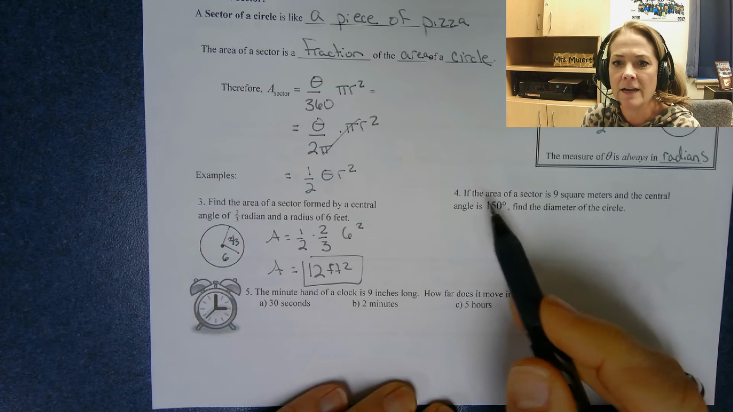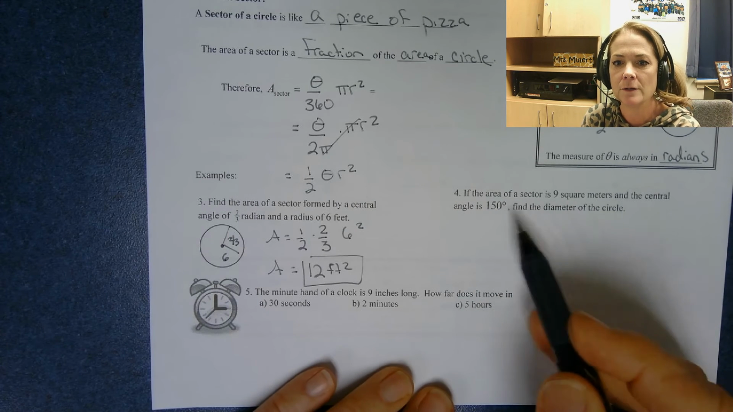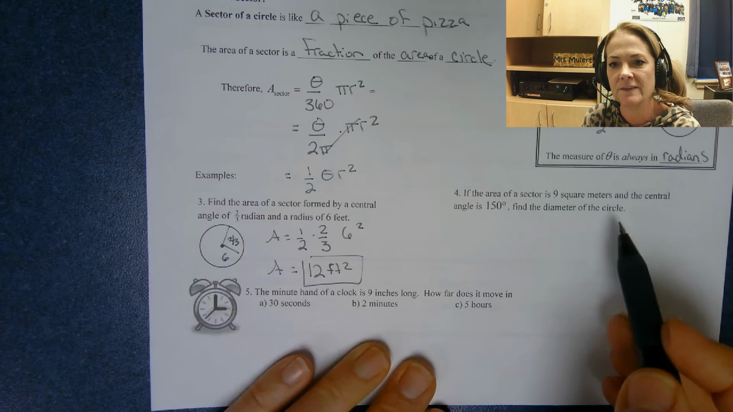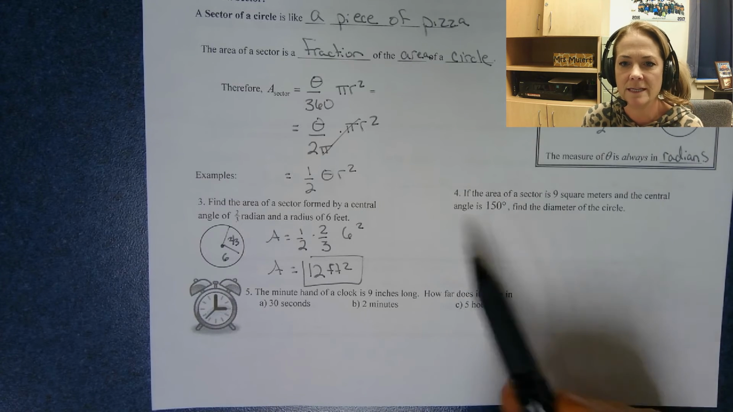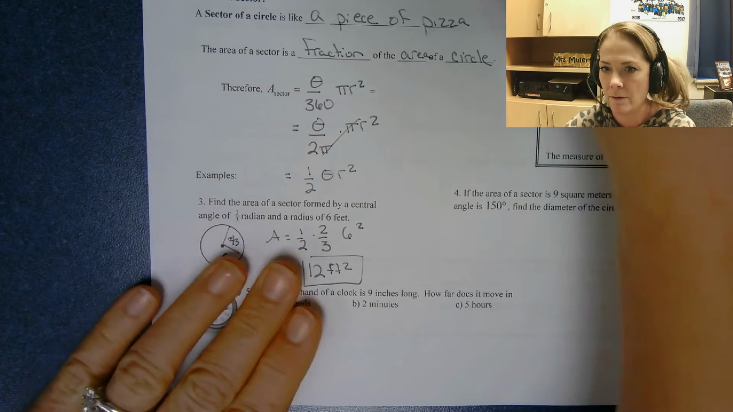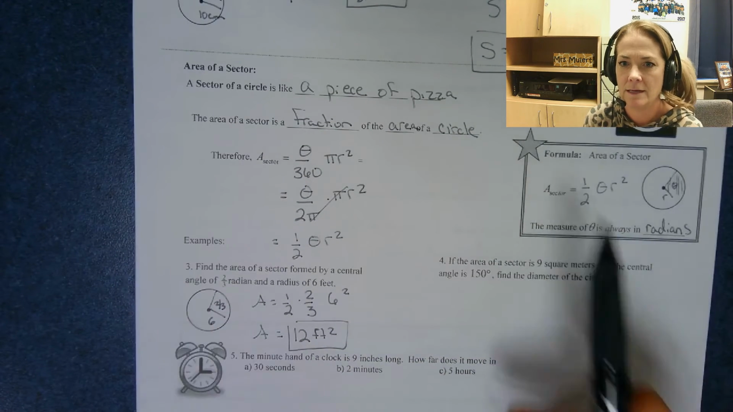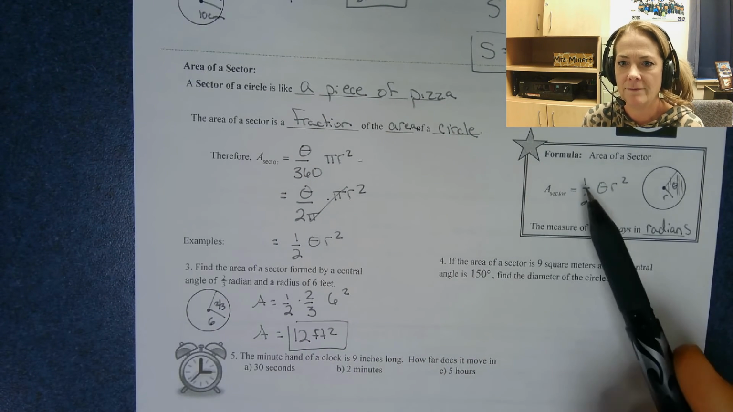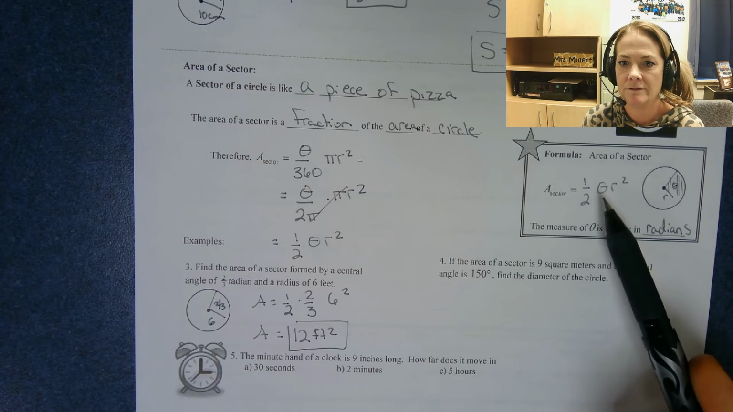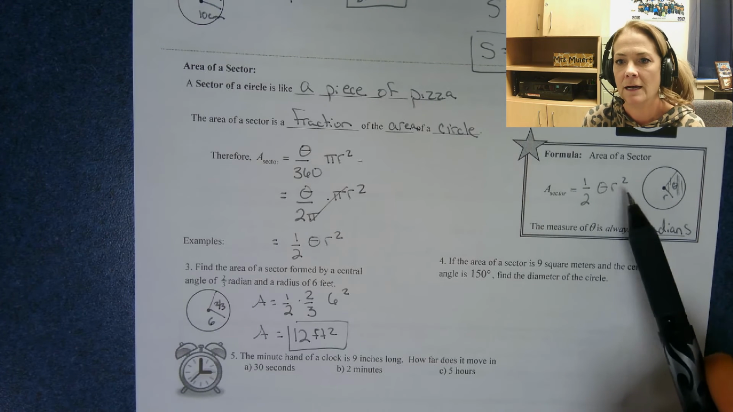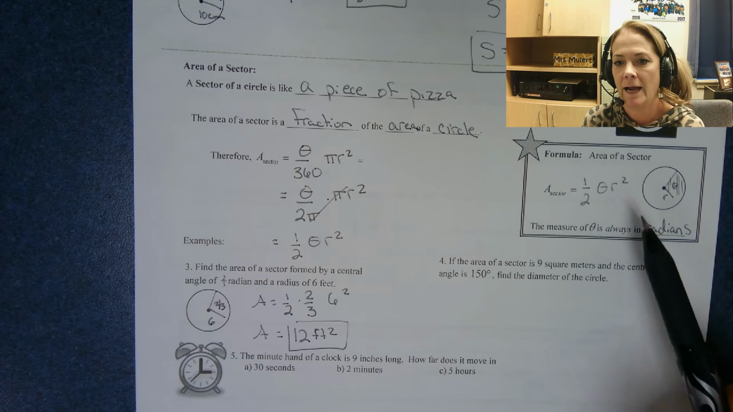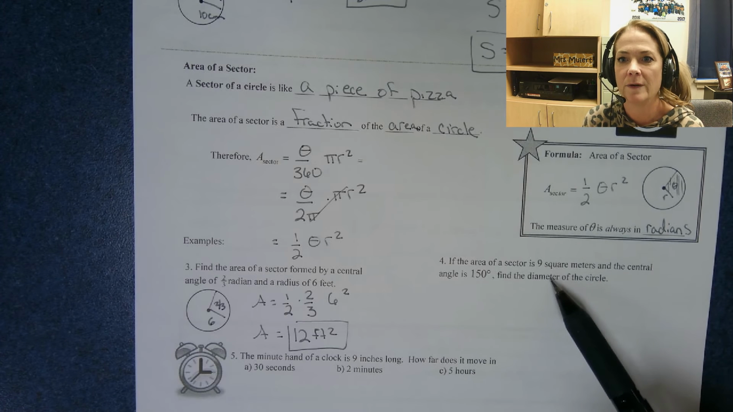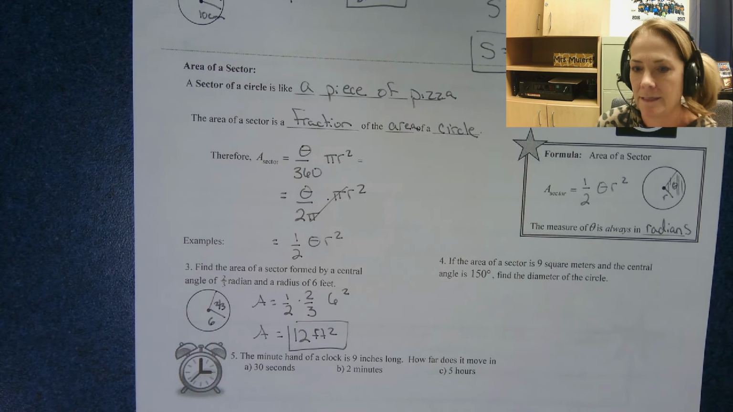All right, the area of the sector is 9 square meters, and the central angle is 150 degrees. Find the diameter of the circle. So it's always a good plan to read first and just don't attack the problem. Just think about it. All right, they've given me now the area. The 1/2 is the 1/2. The central angle is 150. It's going to require the conversion. We're going to solve it out for r squared. I'll take that square root, and then it says diameter here, so I'm going to want to double it. So now I have a little plan in my head to move forward.